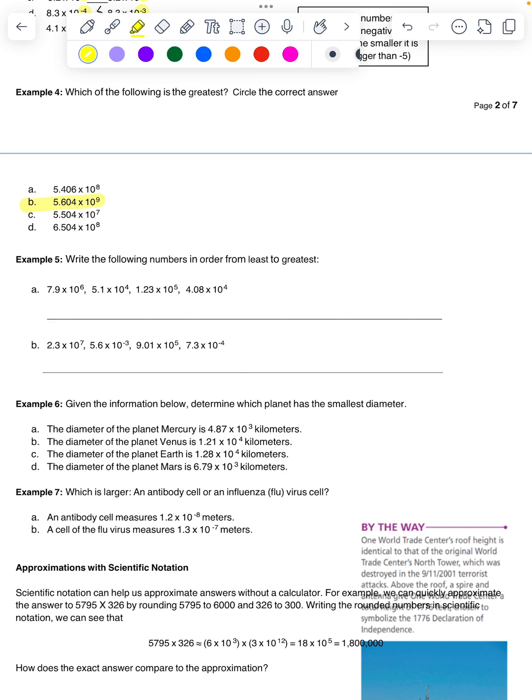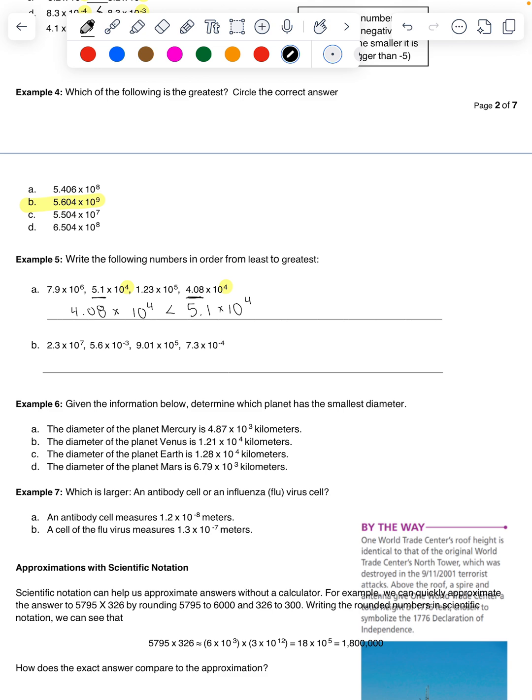Write the following in order from least to greatest. So let's start with the least. The least would be the one with the smallest exponent. Well, we've got two of those. We've got 10 to the 4th and 10 to the 4th. So now we have to compare the numbers in front. 4.08 is going to be less than 5.1. So 4.08 times 10 to the 4th would be the smallest. And then we have 5.1 times 10 to the 4th.